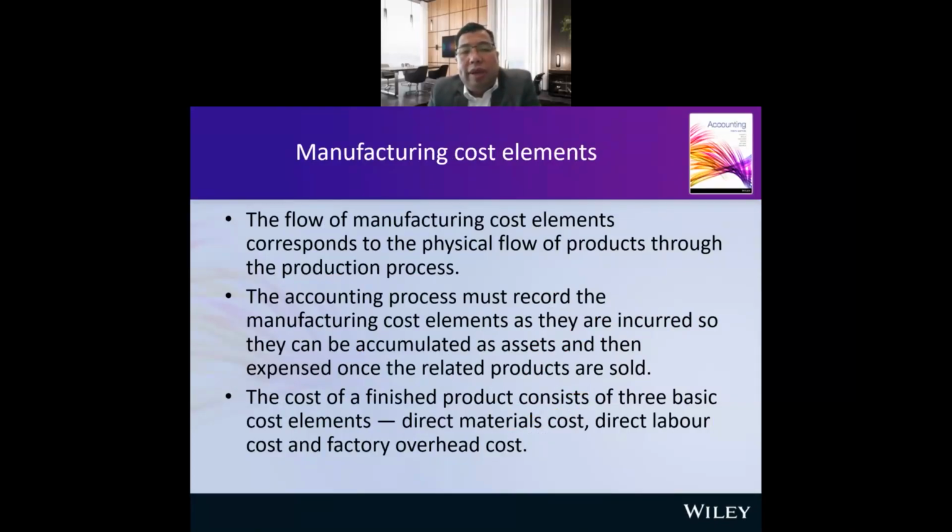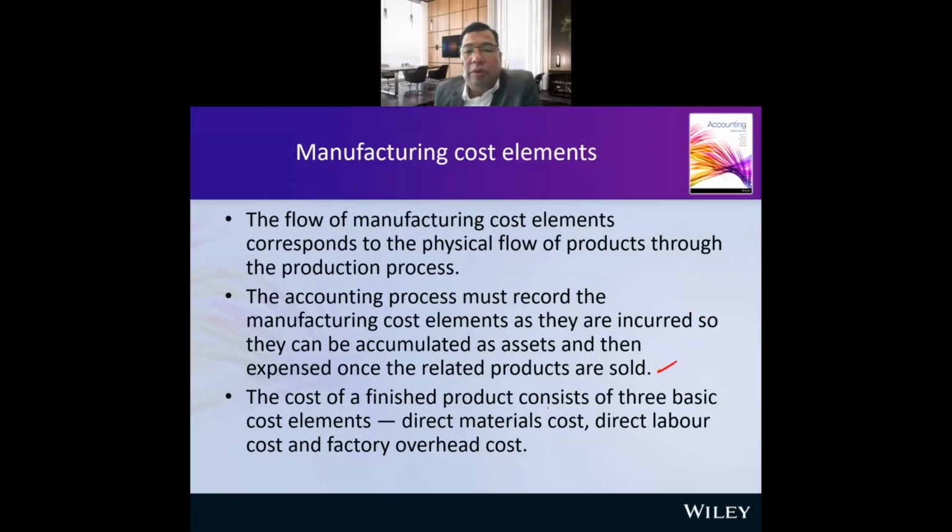So the flow of manufacturing cost elements corresponds to the physical flow of products through the production process. The accounting process must record the manufacturing cost elements as they are incurred, so they can be accumulated as an asset and then expensed once the related products are sold. So this is the description about this.